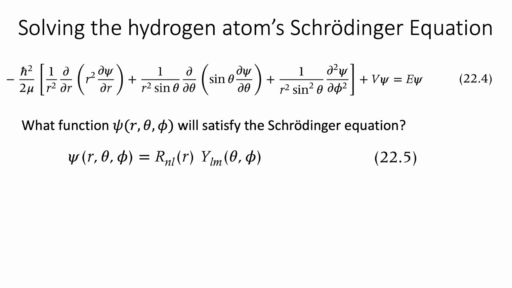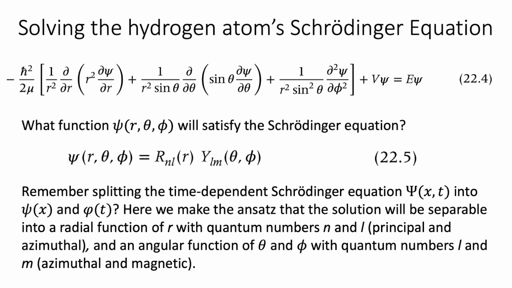So what we're going to do here, hopefully you recall from the time-dependent Schrödinger equation derivation that we made an assumption of separability. We had the time component and the position component. Remember when we were splitting the time-dependent Schrödinger equation, we had that big capital psi of x and t, a spatial coordinate and a time coordinate.